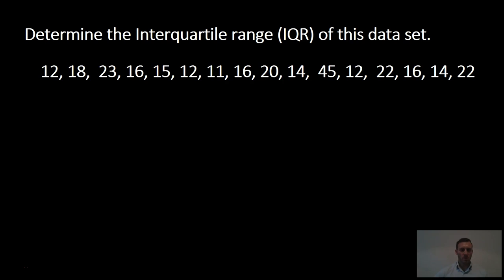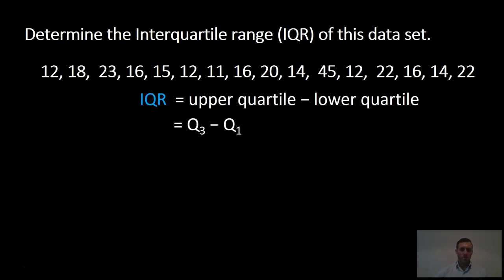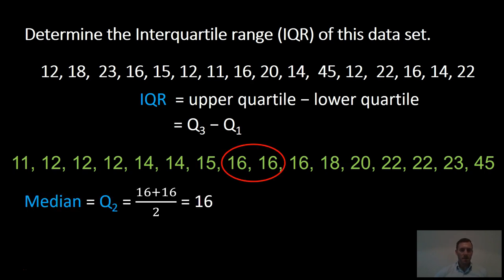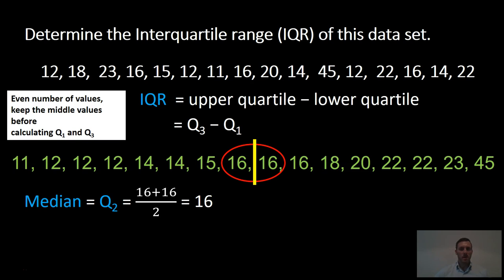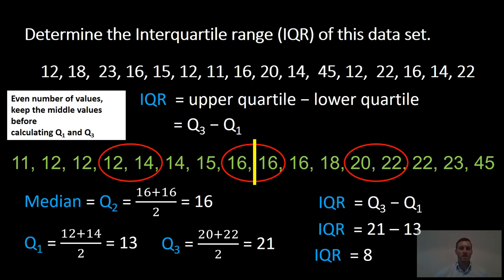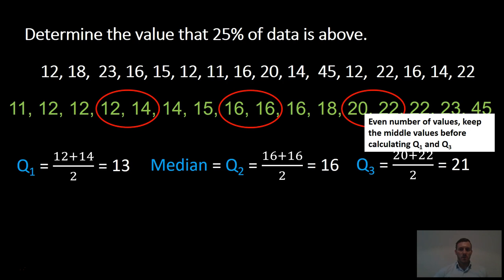Let's find it for this set of data. So the interquartile range, upper quartile take lower quartile. We have to order the data set first. And then we find the median. And we do that because we need to split the data into two halves. And now we find the median of the lower half and the upper half. The median, or Q1, which is the lower quartile of the lower half, is 13. And the upper quartile, or Q3, is the median of the upper half of the data, and that's 21. Now we can work out the interquartile range, which is Q3 take Q1, and the interquartile range for this set of data is 8.